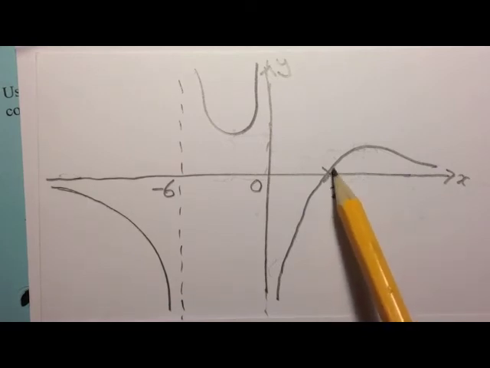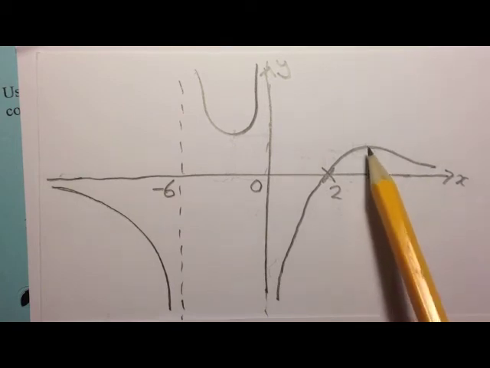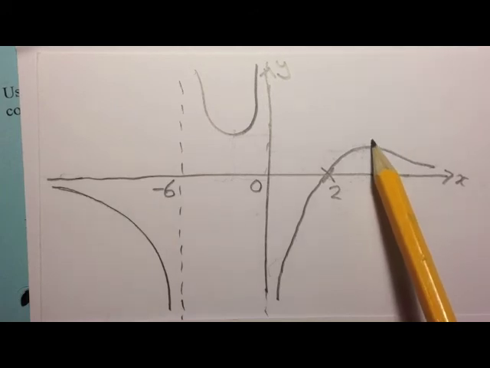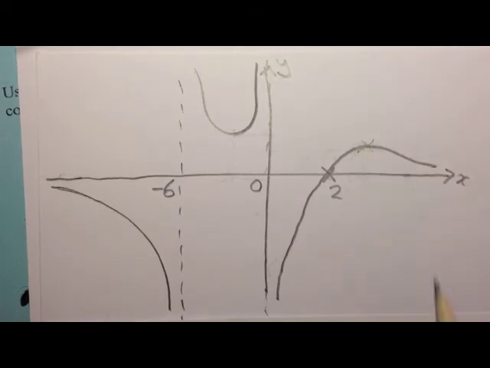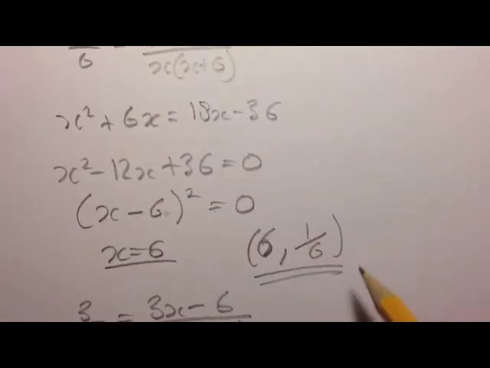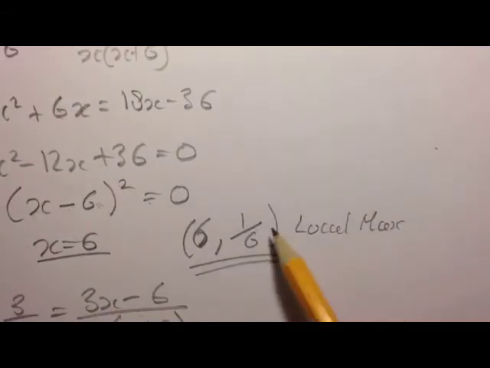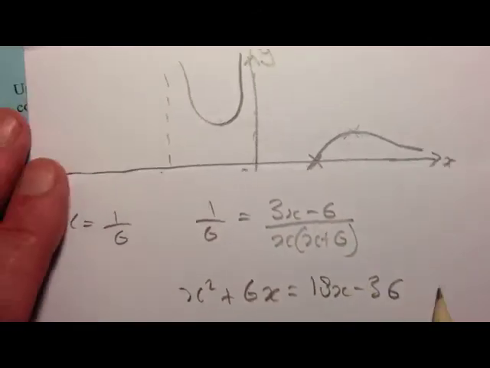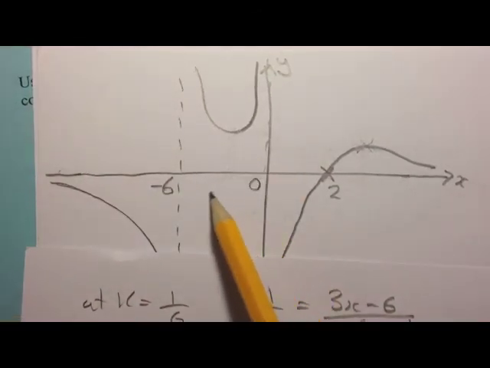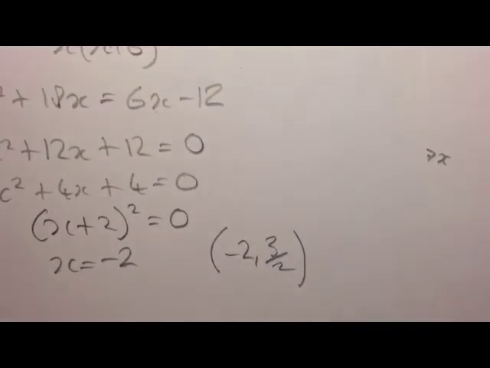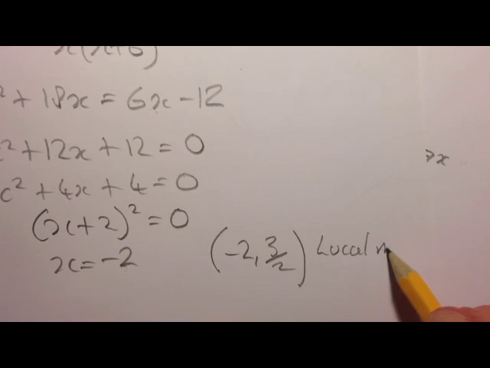One last thing we should state for completeness is that here at 6, 1/6, we have a local maximum. We're seeing that from the graph, so we'll write local max by that point. Notice we haven't used the second derivative d2y/dx squared to find out. We're just seeing that from the curve itself. And similarly at the point minus 2, 3/2, this is a local minimum. So we might as well state that for completeness. Local min.